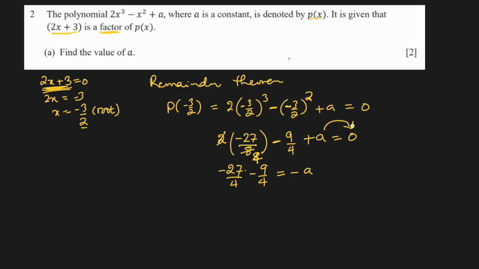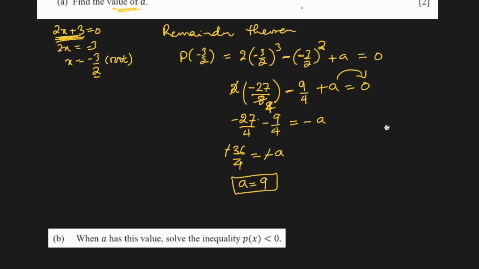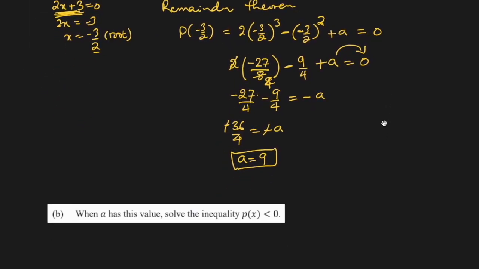I'm bringing this positive a to the right side, so it becomes negative 36 over 4 equal to negative a. Both of them are negative, so we can cancel out. 36 divided by 4 is 9. So a is 9, and that's what they asked us to find out. Okay. When a has this value, solve the inequality.